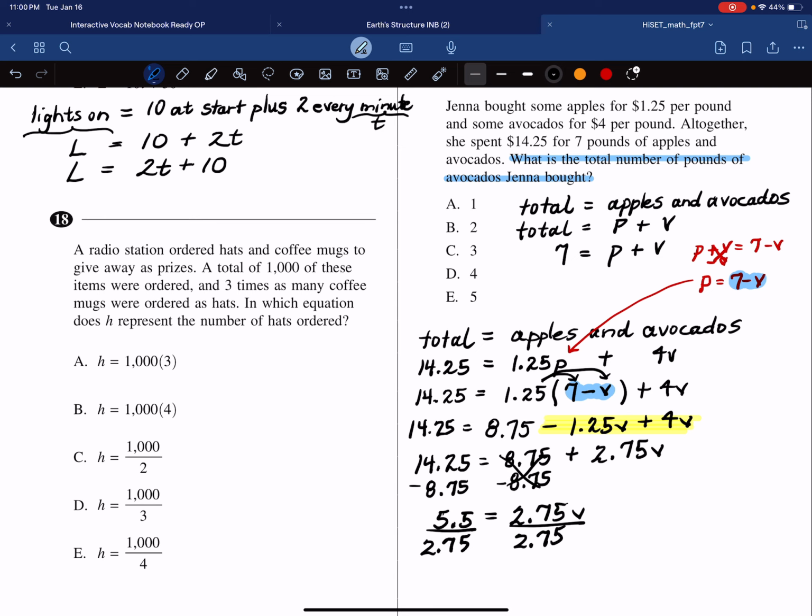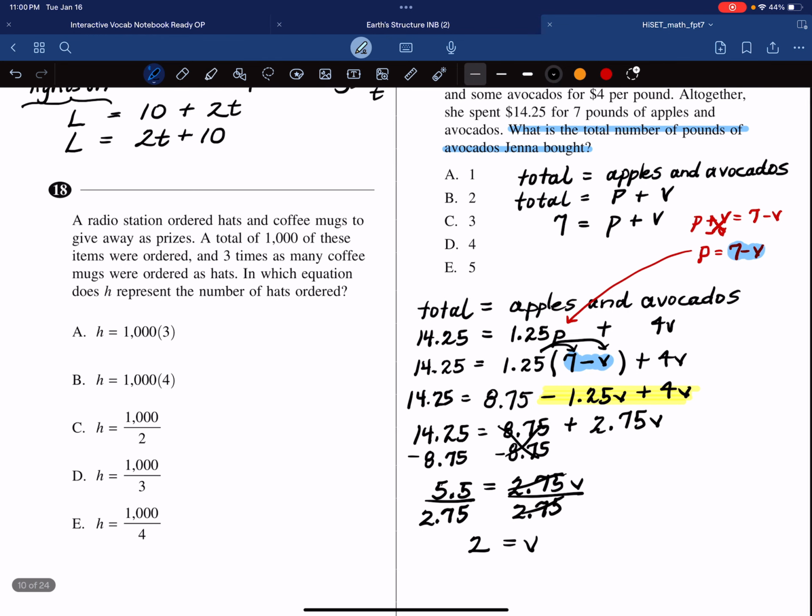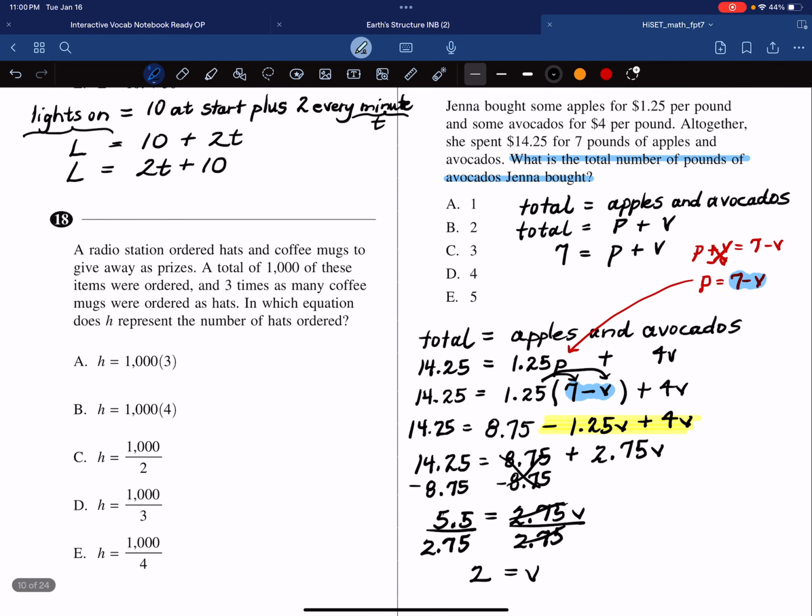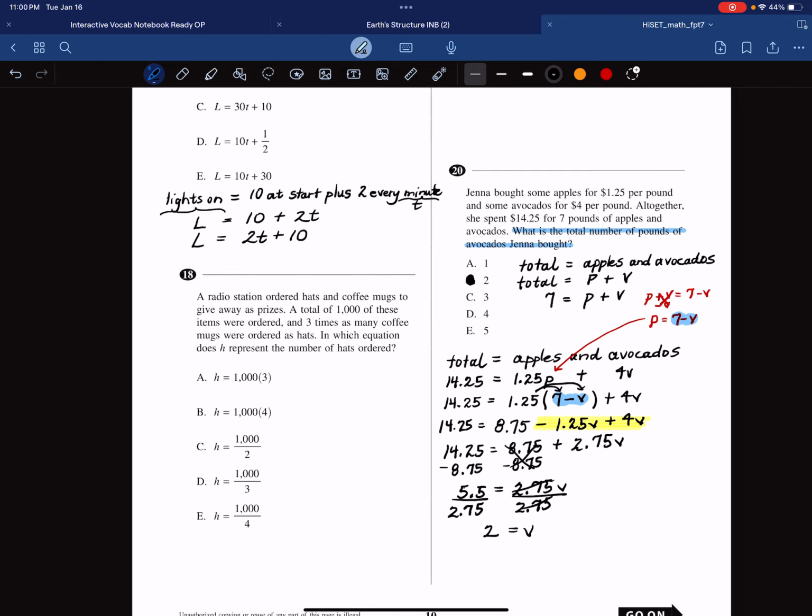Gracious, what a problem. This is another one of those where I would just make a guess. Unless you just have extra time, I would not get bogged down in this whole thing. Remember, V stands for avocados in our problem. So I would go with 2 on that one. B is the answer.